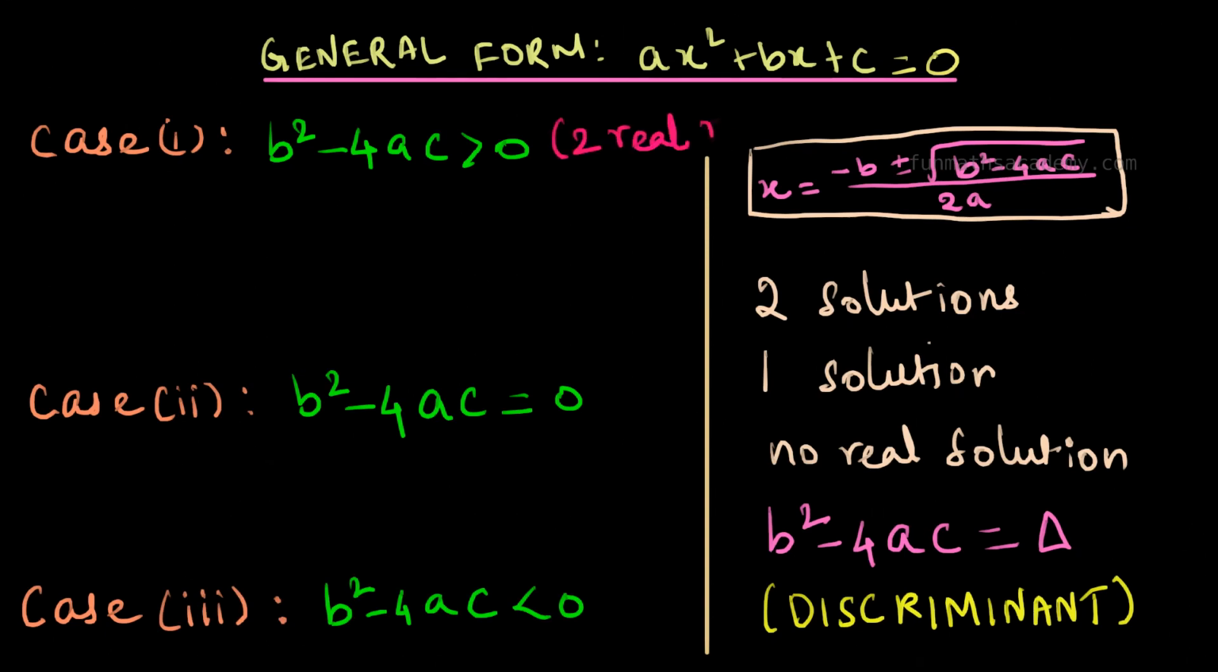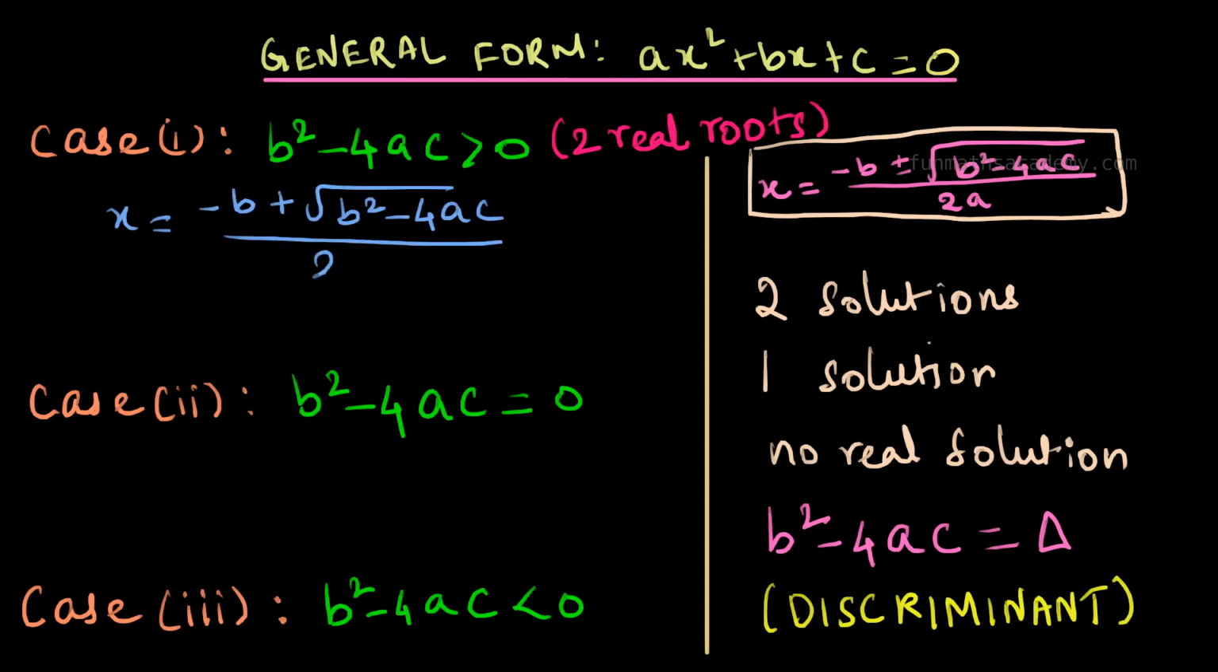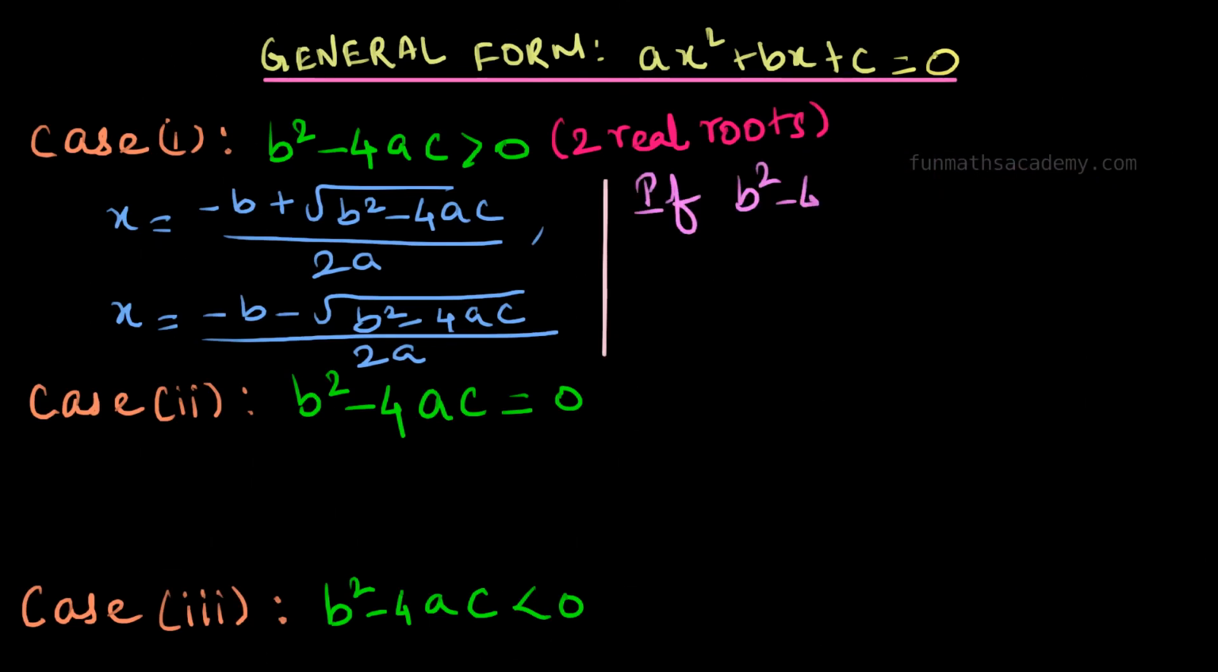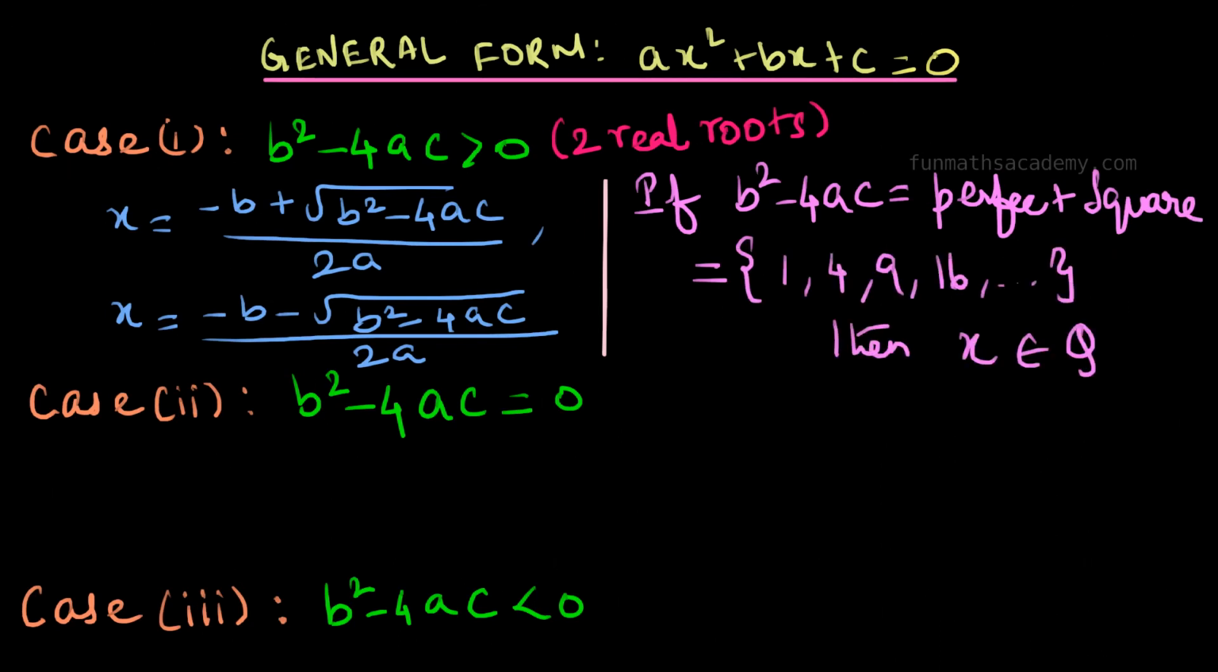If it is positive, then we will get real roots. When discriminant is substituted in the formula, we get 2 real roots. Furthermore, if the discriminant is a perfect square, then the roots will be rational numbers, and if the discriminant is not a perfect square, then the roots will be irrational numbers.